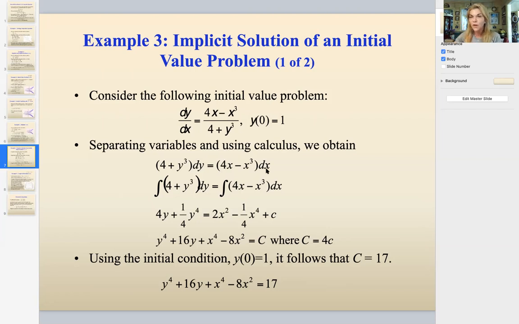So on the right, only things involving x. On the left, only things involving y. So we can integrate on both sides since we have things separated. And now when you integrate 4, you get 4y. Integrate y cubed, you get y to the 4th over 4.